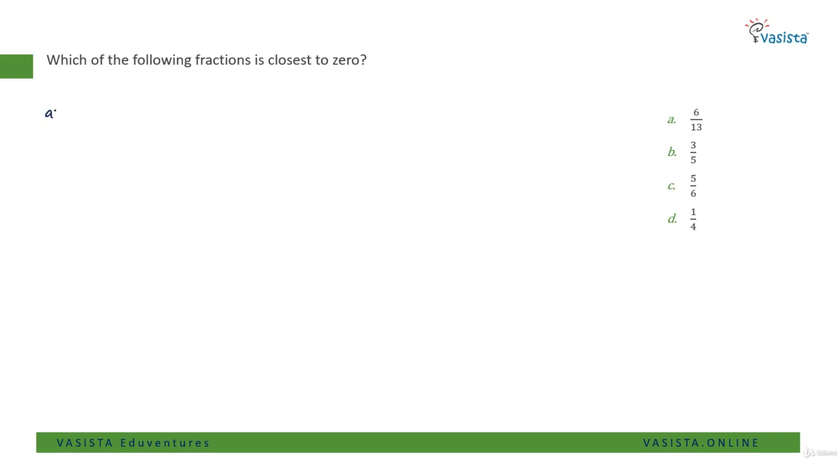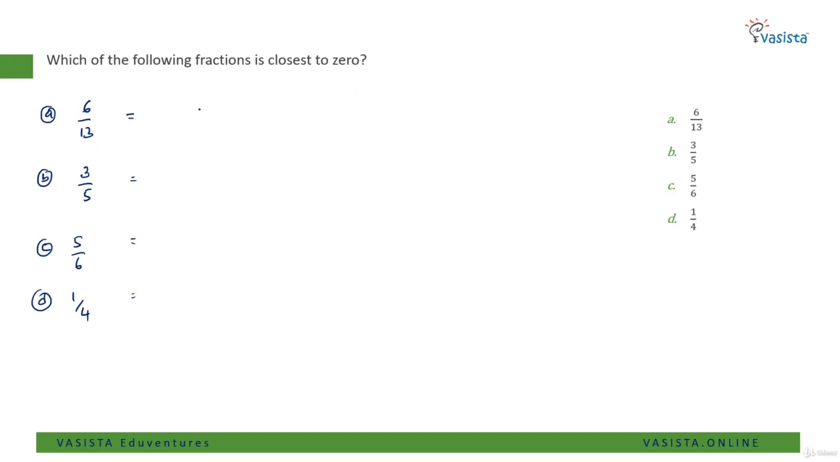So the first option, A, is 6 by 13, B is 3 by 5, C is going to be 5 by 6, and D is going to be 1 by 4. Now we need to divide these, get the answers, and check which one is the nearest to 0.